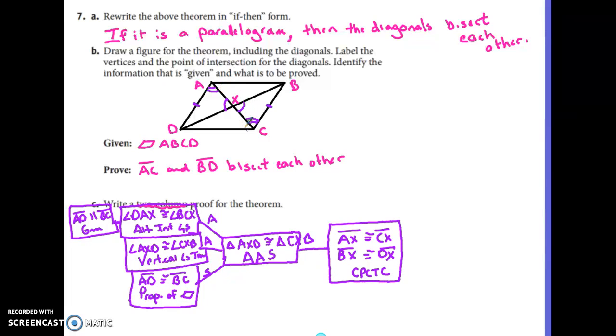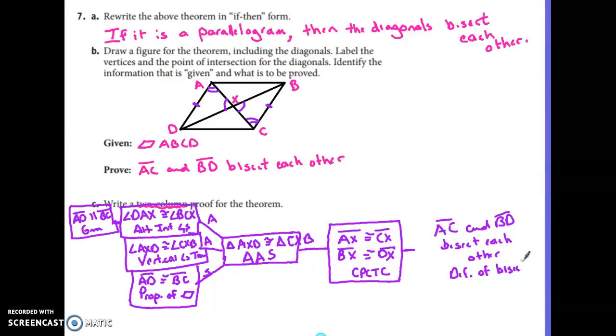All right, so now that we know these halves are congruent, by definition of a bisector, that would mean that these are being divided in half, right? So I think we are at our proof. AC and BD bisect each other. And that is by definition of a bisector. Good.